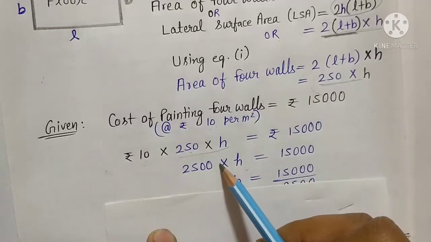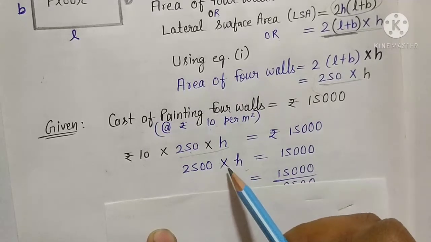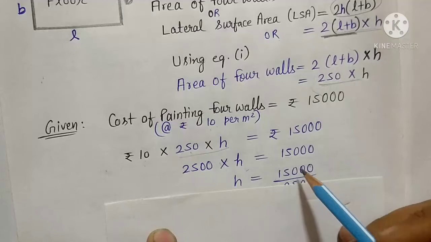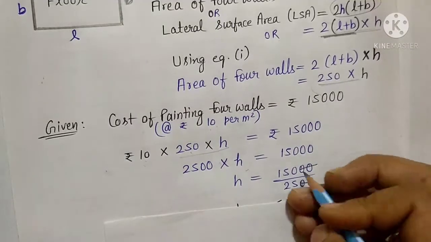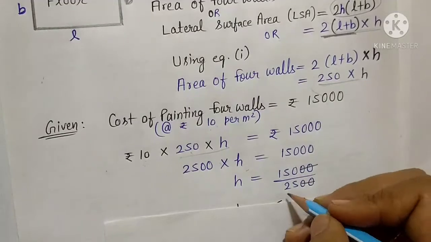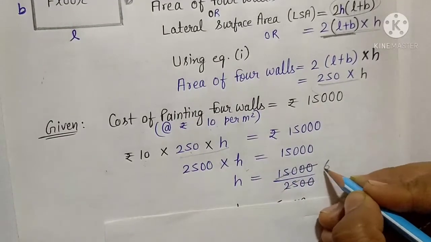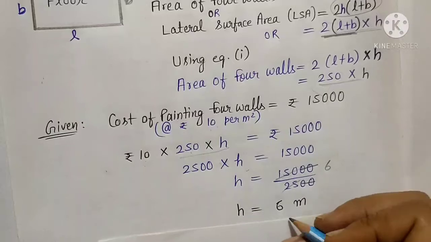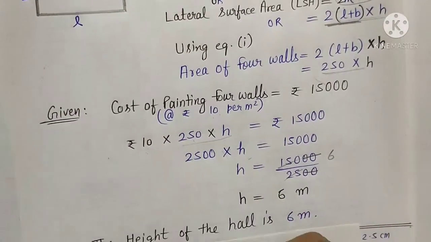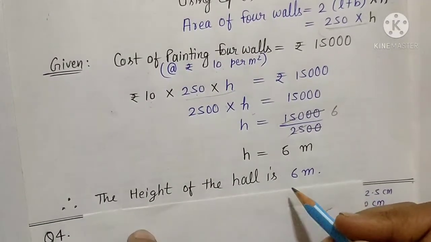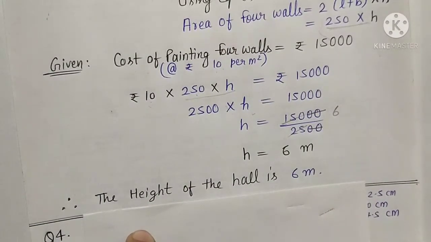Right now it is a multiplication relation with H, so it will go in division form. So 15,000 divided by 2500, we can divide it: 150 upon 25, and 25 times 6 is 150. So it comes to 6 meter. So our height comes to 6 meter. We can say the height of the hall is 6 meter. In this way we have done our question number 3.